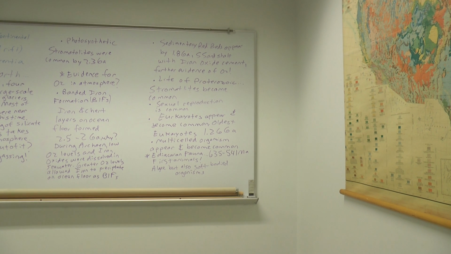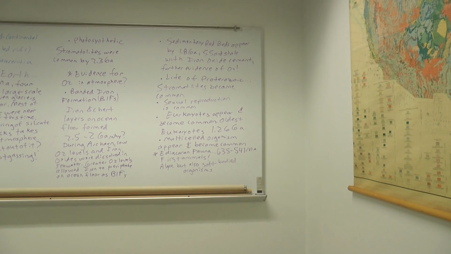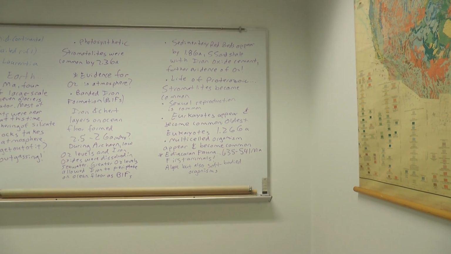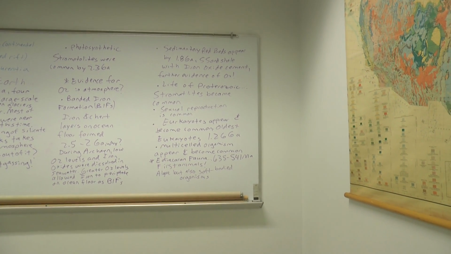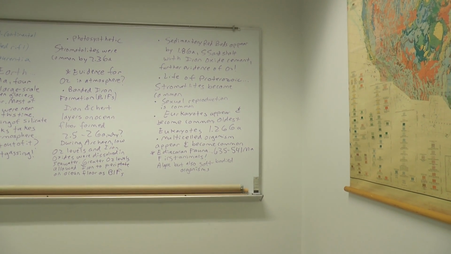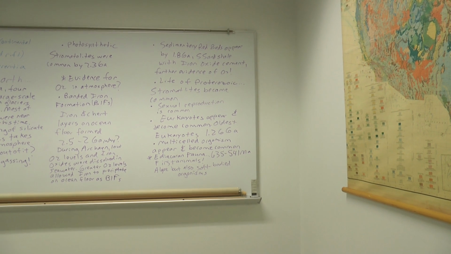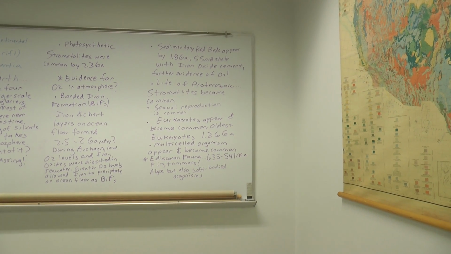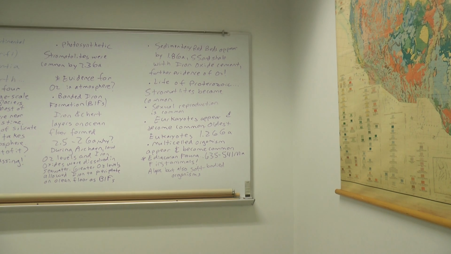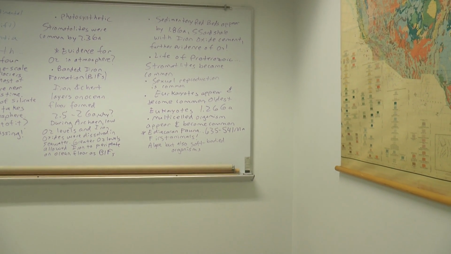So a little snippet about life of the Proterozoic. Stromatolites became really common, again, after about 2.3 billion years ago. Again, our eukaryotes, our more advanced cells, appear and become common. Our oldest eukaryote cell is at about 1.26 billion years ago. Again, multicellular organisms will appear and become common.